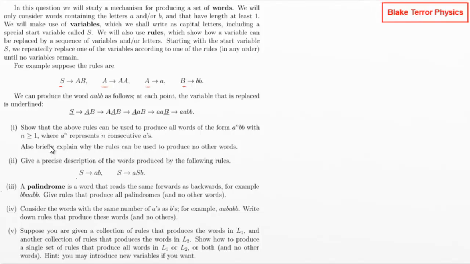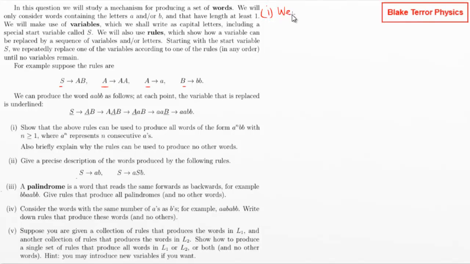Show that the above rules can be used to produce all words in the form A to the N BB with N greater than or equal to 1, where A^N represents N consecutive A's. Also, briefly explain why the rules can be used to produce no other words. Right, so let's step through these. There's so many permutations on this.